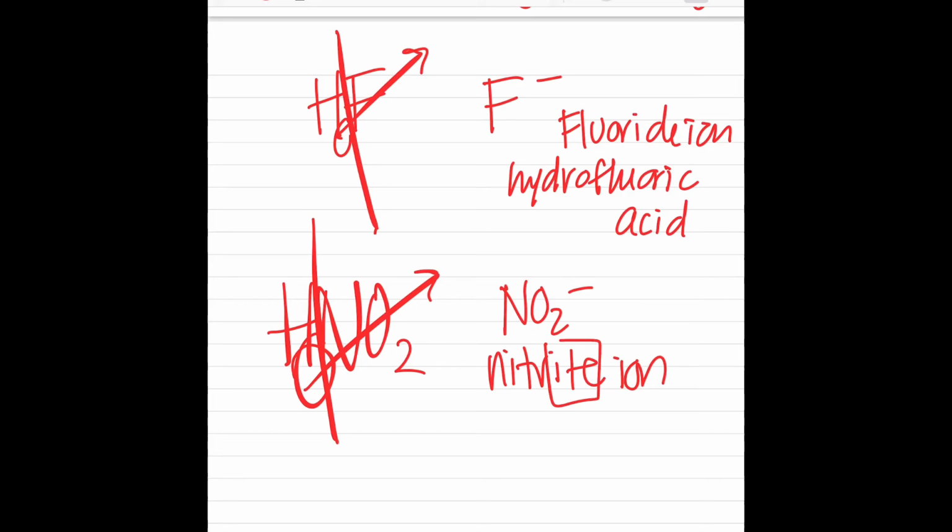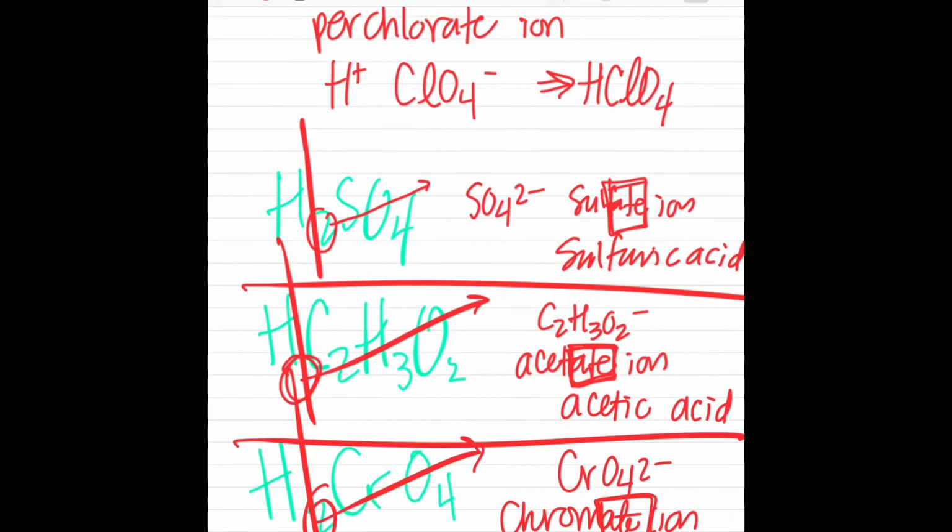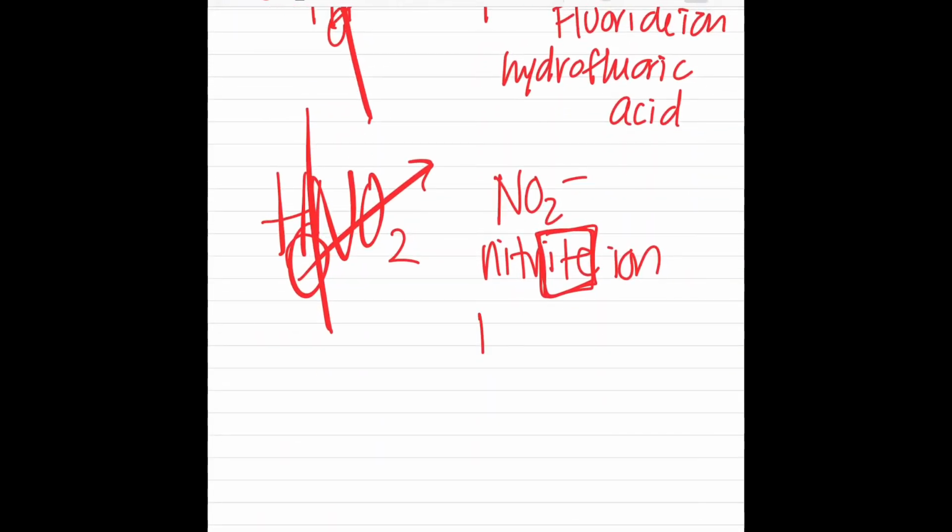Okay, anyway, nitrite ion. So that is an ITE. That is rule number 2. And so if we go back up to rule number 2, that is OUS acid. So that becomes nitrous acid.